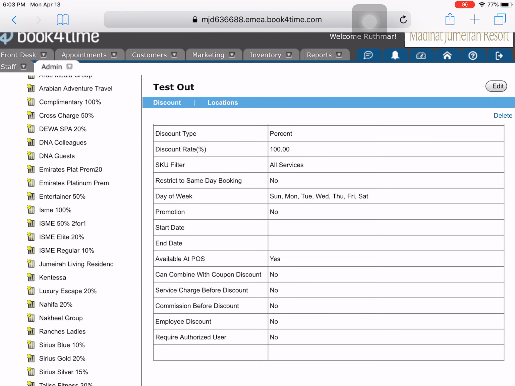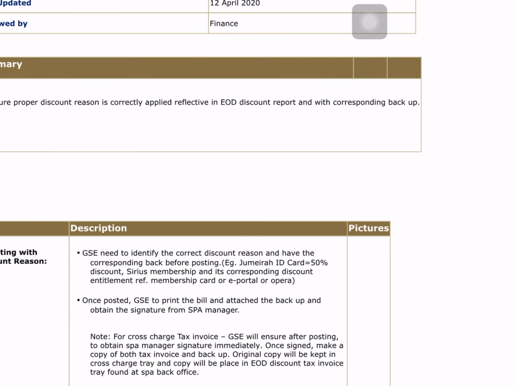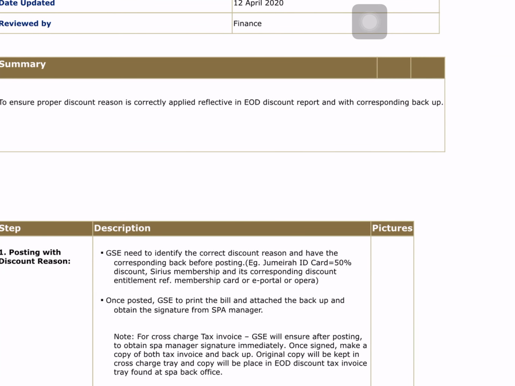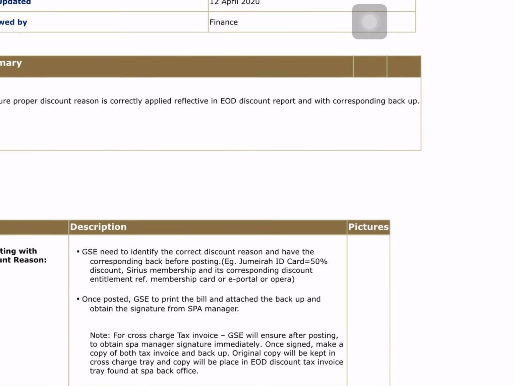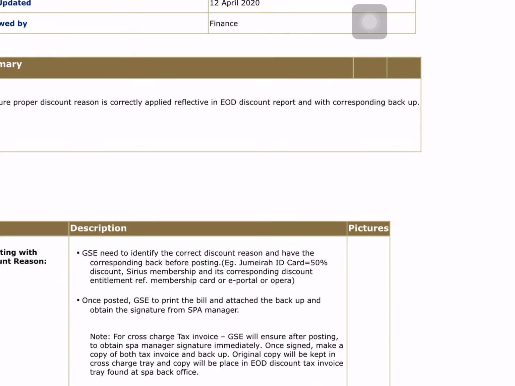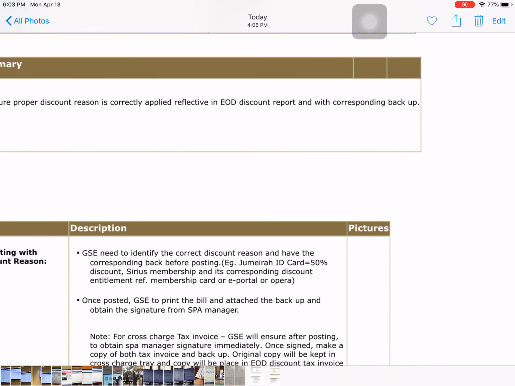So back to our SBS. Step 1, posting with discount reason. GSE need to identify the correct discount reason and have their corresponding backup before posting. For example, Jumeirah ID for a Jumeirah colleague who wants to benefit from the 50% discount for a treatment. So they need to present their ID, and we need to make a copy.